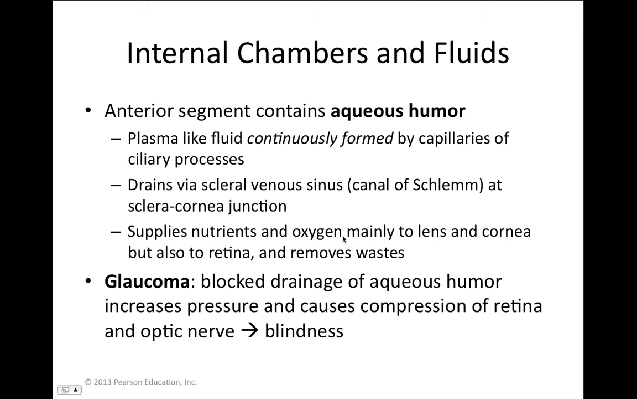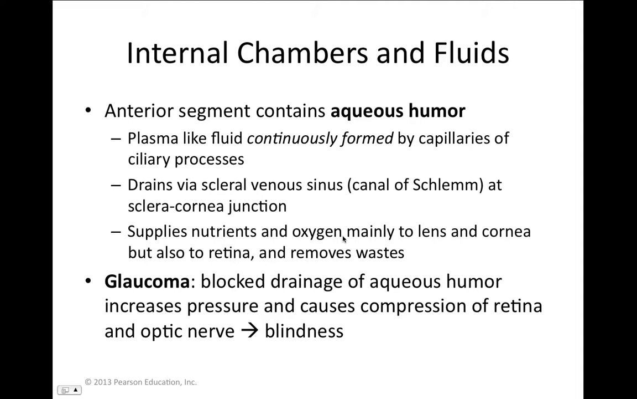So the anterior segment contains aqueous humor that is a plasma-like fluid continuously formed by capillaries of the ciliary process. What that means is you're taking blood plasma and you are taking certain components of it out of the capillaries so that they can flow through the anterior chamber of the anterior segment. It's going to drain via the scleral venous sinus, which is also known as the canal of Schlemm.